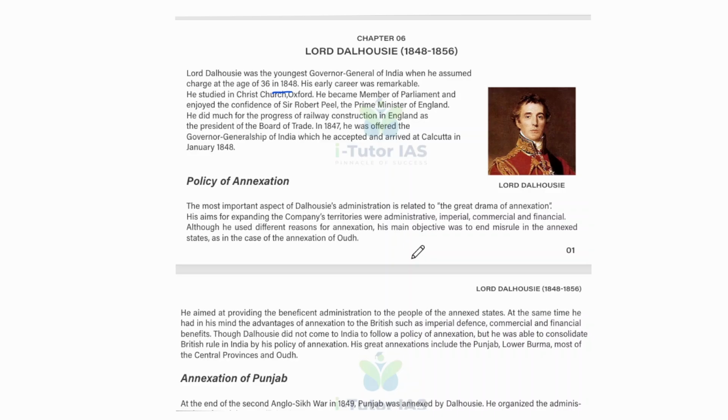Okay. So in this chapter, we will discuss Dalhousie's policy of annexation, the annexation of Punjab and Lower Burma, the doctrine of lapse and its application to Indian states, and the annexation of Awadh on the pretext of misrule. We will also discuss Dalhousie's domestic reforms, including the introduction of railway and telegraph, and his educational and other reforms. Okay. So, first of all, we will discuss the policy of annexation.